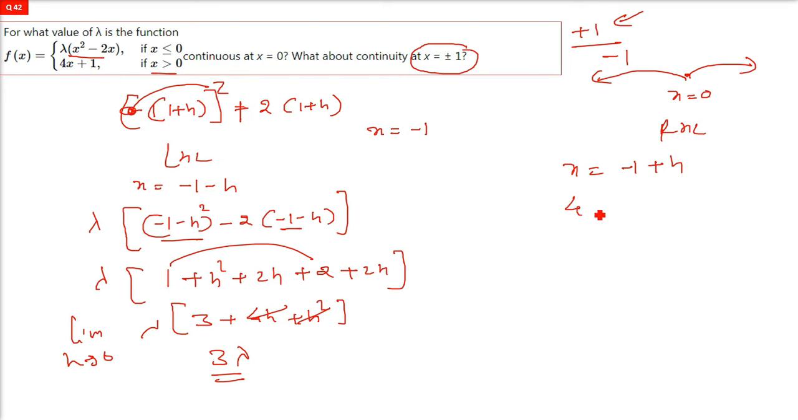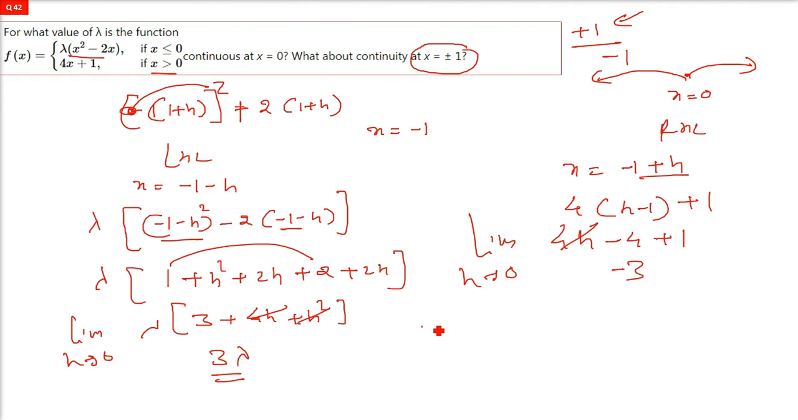Just see the right hand side. It is minus 1 plus h. So 4 into h minus 1, I am writing 4h minus 4 plus 1. The limit h tends to 0. This is going to be 0. 1 minus 4 is negative 3. This is going to be negative 3. Okay. So left hand limit should be equal to right hand limit. 3 lambda has to be equal to minus 3. So lambda will be equal to negative 1. That is the value you will get when x is equal to minus 1.